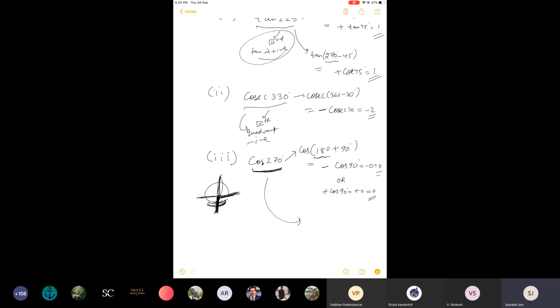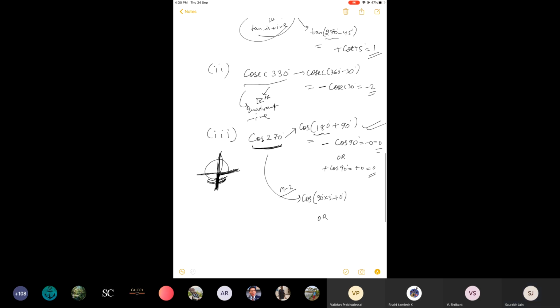Another method: instead of writing 180 plus 90, this is okay, no problem, you could have written it simply as 90 into 3, because 90 into 3 is 270 only. Now the question is 90 into 3, plus or minus what? It doesn't matter, you write plus 0, same type of question I solved a few minutes back, or you can write it as 90 into 3 minus 0. Please note, in this method I am using an odd multiple, so cos will change to sine, the angle will be 0. And 90 into 3 plus something means 270 plus something, which means fourth quadrant, so cos will be positive.